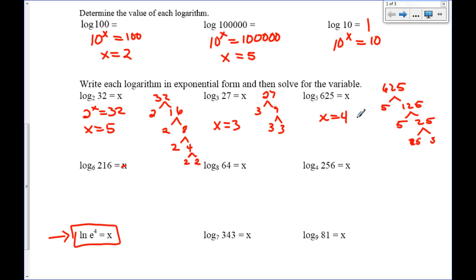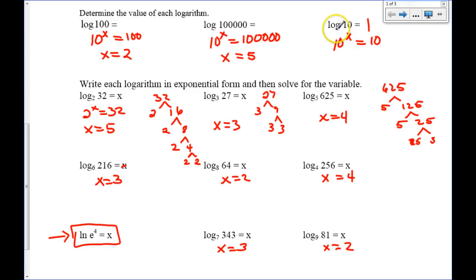Okay? So what is this one going to be? 3. X is 3. This one's pretty easy. X is 2 on this one. X should be 4. This one's x should be 2. 3. Now, here comes the trick question.